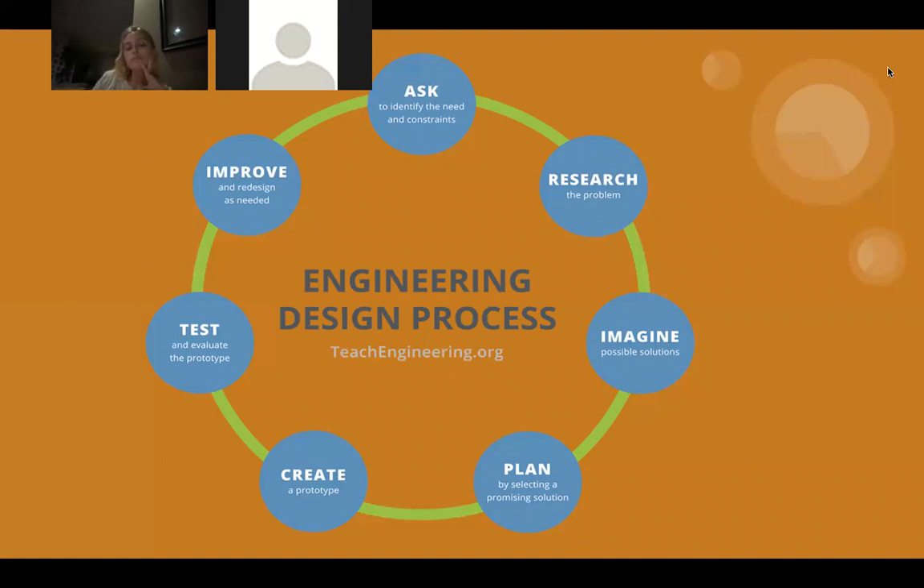By the end of the lesson, the students will have engaged in the whole engineering design process. They'll have first defined a problem and identified the constraints. They'll have researched the problem. They'll have thought about the possible solutions. They'll collaborate with others to come up with a plan. They'll create a prototype of their solution, put their creation to the test, and then communicate with others how theirs worked and how it might be improved.